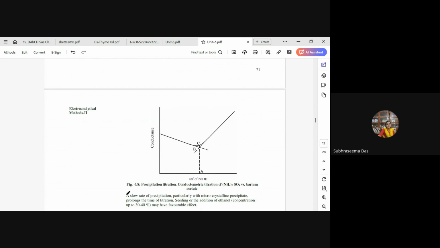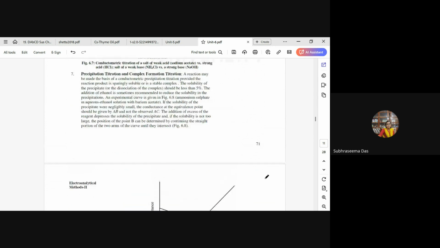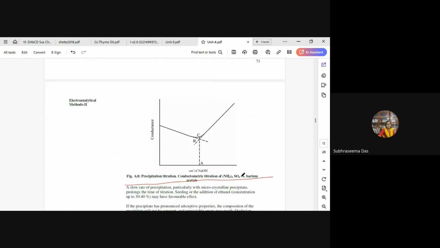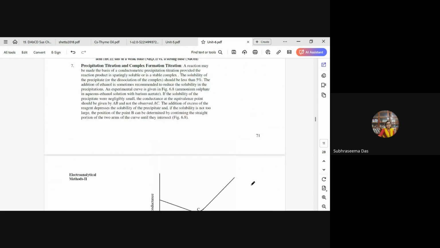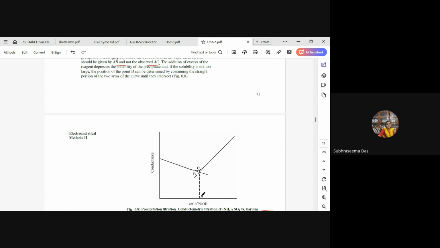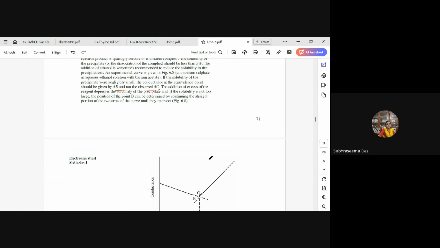This is an example of a precipitation titration: titration of ammonium sulfate in aqueous ethanol solution with barium acetate. Now, if the solubility of the precipitate was very small, then the conductance at the equivalence point should be given by AB and not observed by AC. Here, it should be given by AB and not by AC.